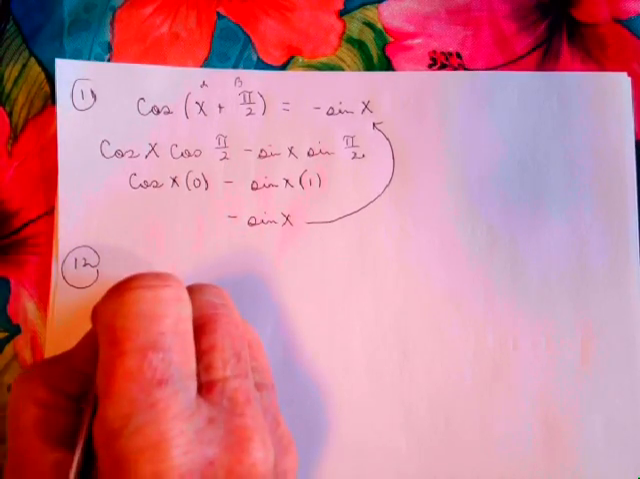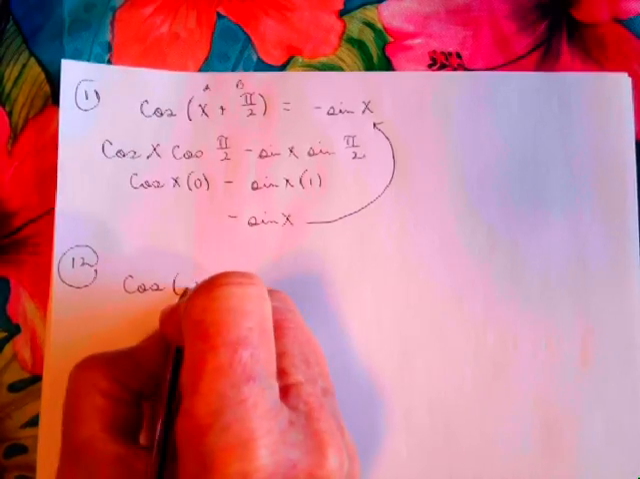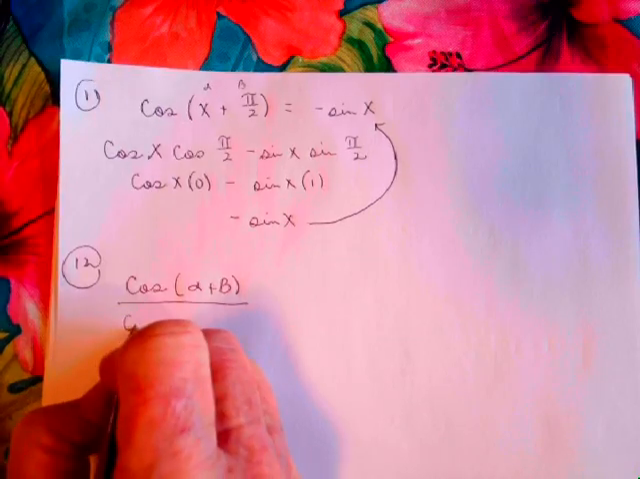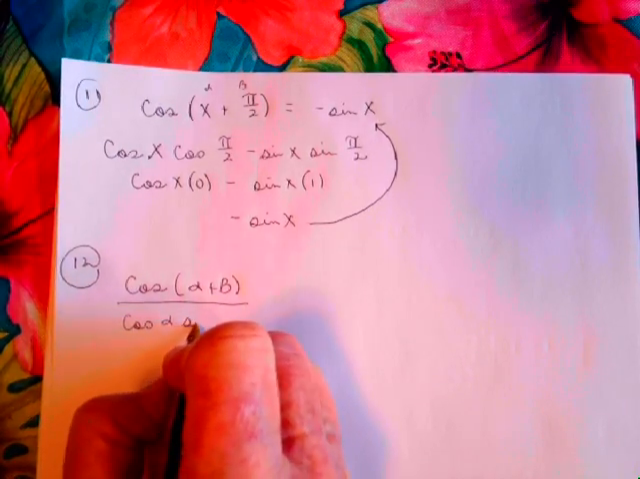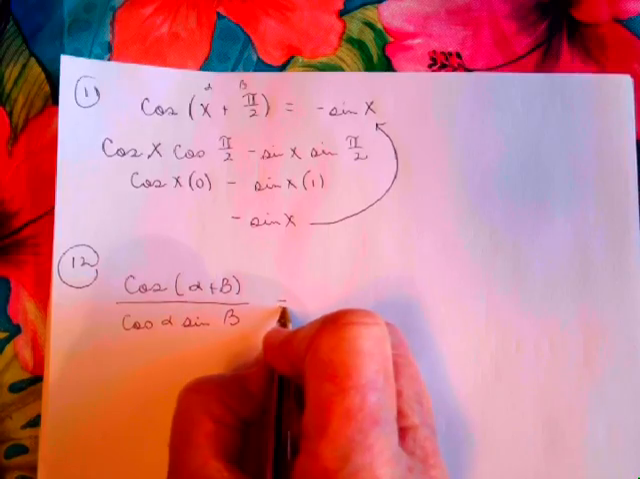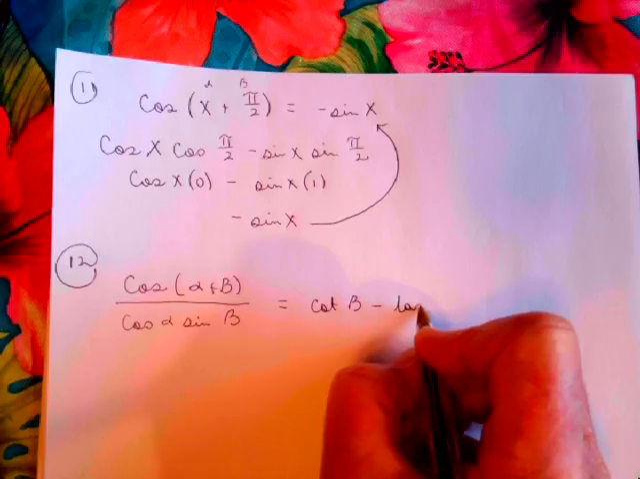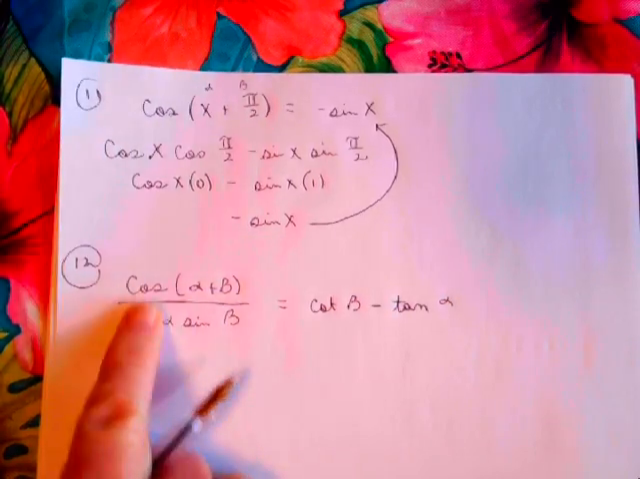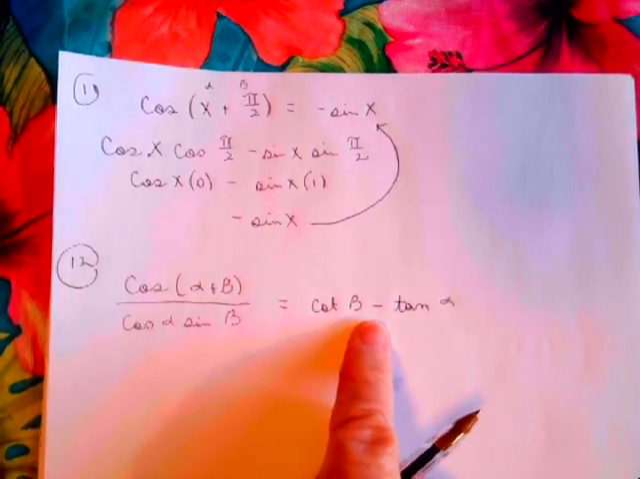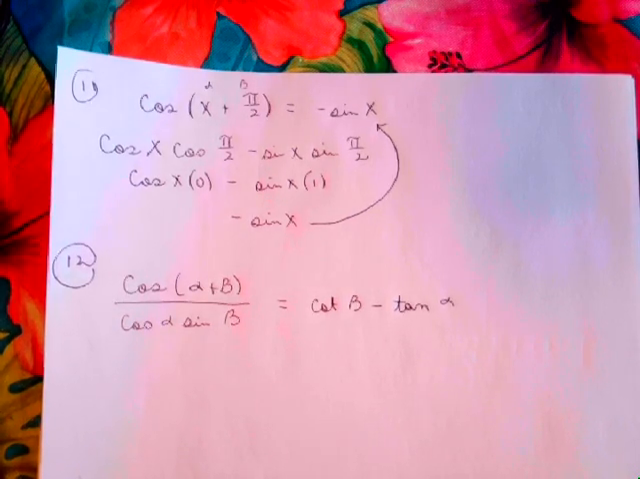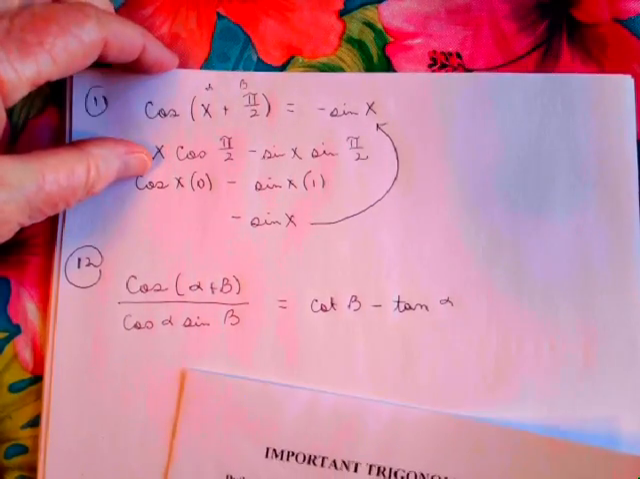Number 12. Cosine of alpha plus beta over cosine of alpha times the sine of beta equals the cotangent of beta minus the tangent of alpha. I want to prove that this expression is the same as this one. You're always going to look for ways that we can do that, by looking at your identity sheet.